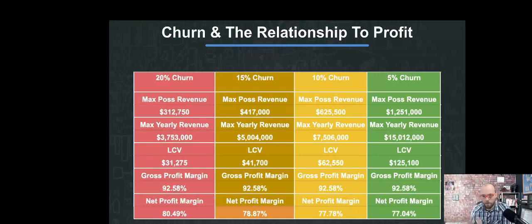But don't worry about it. All I want you to do is look and understand the concept and the trends. I've put LCV in here. That's lifetime customer value. Customer lifetime value, exactly the same thing, just interchangeable.